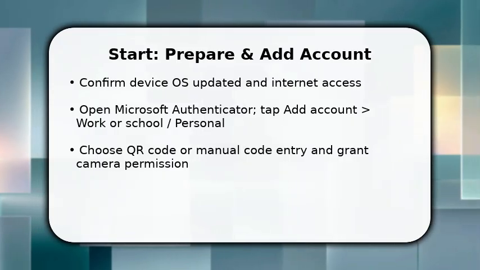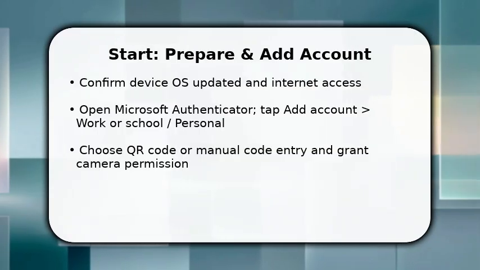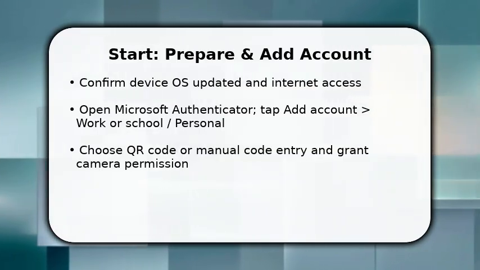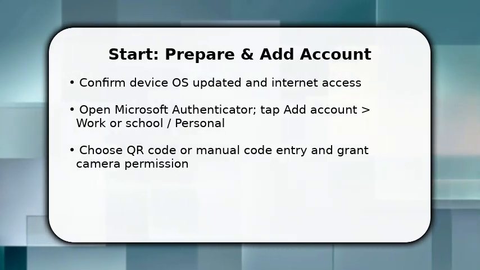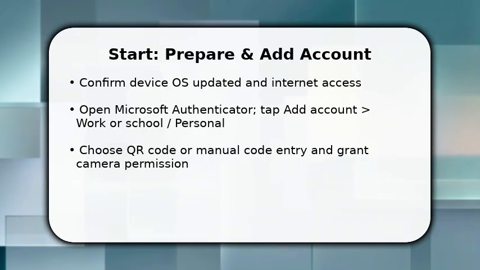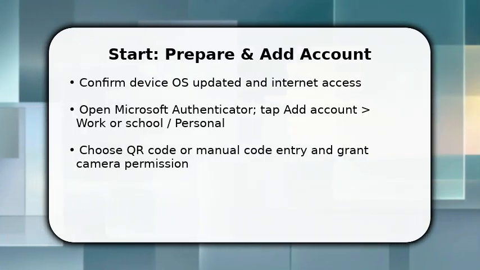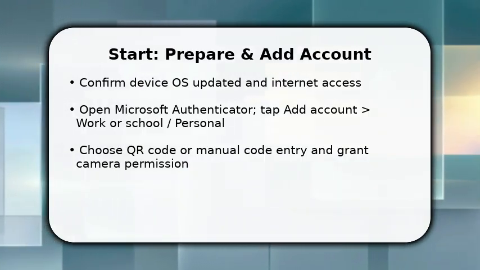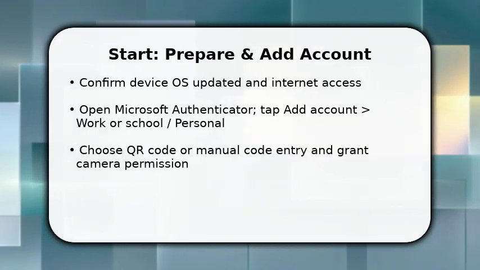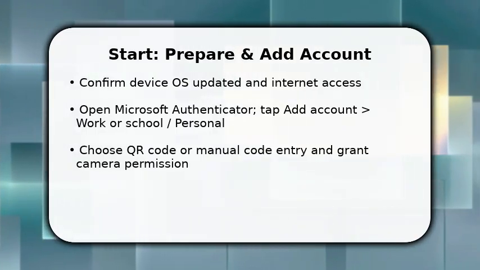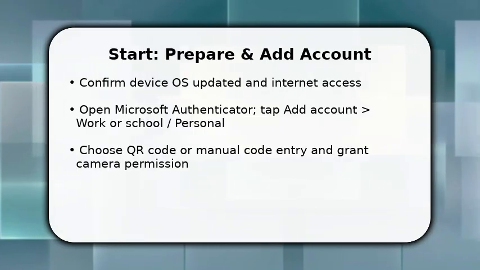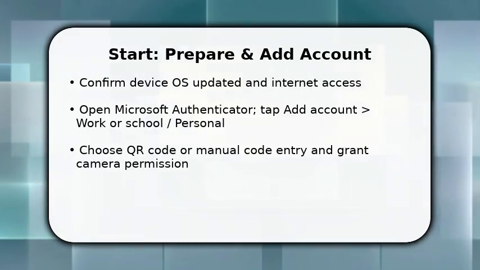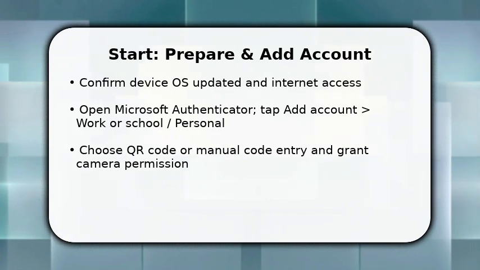You'll begin by preparing the essentials. Make sure your device is updated and online and that you can use the camera. Open Microsoft Authenticator and tap Add Account. Choose work or school or personal based on the account, then select QR code or manual setup. QR is faster. When prompted, allow camera access so you can scan the setup code. If scanning fails, choose manual entry and type the code. Once done, the app will display a rotating code paired to your account.